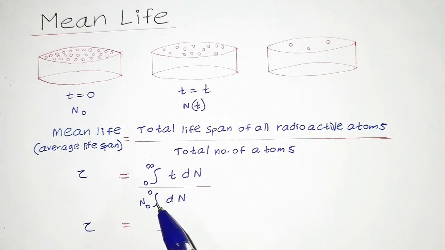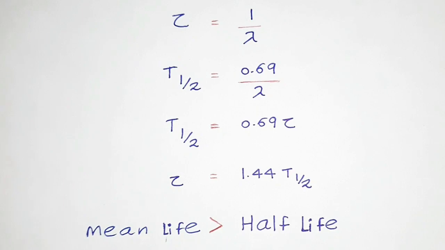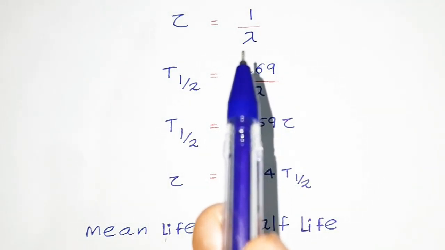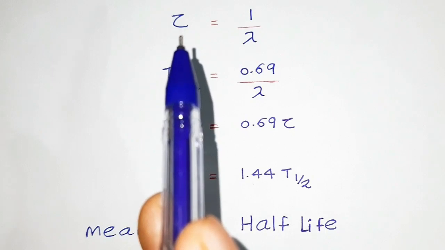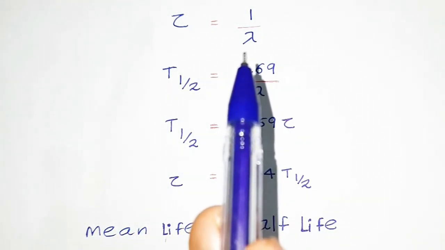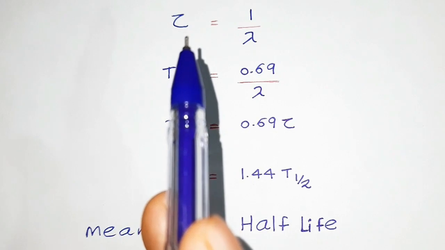When we simplify it, we can observe that the average lifespan or the mean lifespan, denoted by tau, is equal to 1 over lambda, where lambda is the decay constant. So the mean lifespan of a radioactive sample is inversely proportional to the decay constant lambda. From the equation that we obtained, tau is equal to 1 over lambda. So when the decay constant is a larger value, the average lifespan becomes shorter. When the decay constant becomes a smaller value, the average lifespan becomes longer.